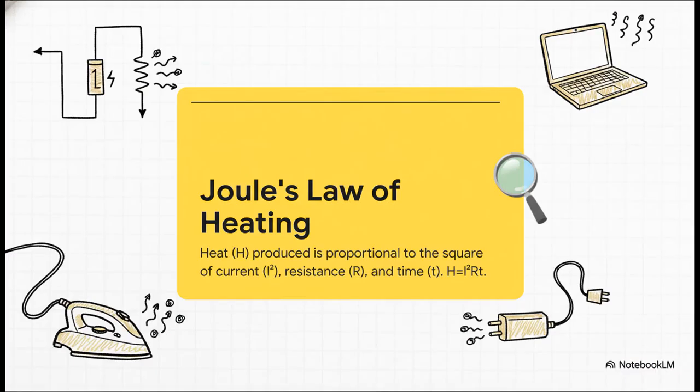This heating is described by something called Joule's law of heating. It tells us that the heat produced in a resistor is directly proportional to three things: the square of the current, the resistance, and the time for which the current flows. The formula is H equals I squared RT. And you see this everywhere. It's the reason an electric heater works, why a toaster makes toast, and even why your laptop gets warm after you've been using it for a while.